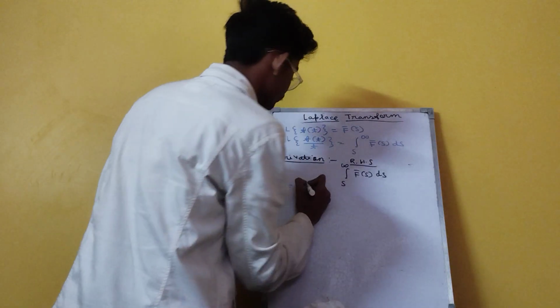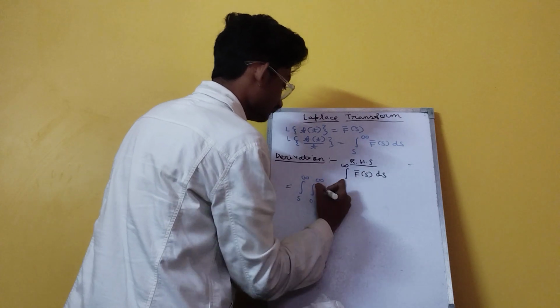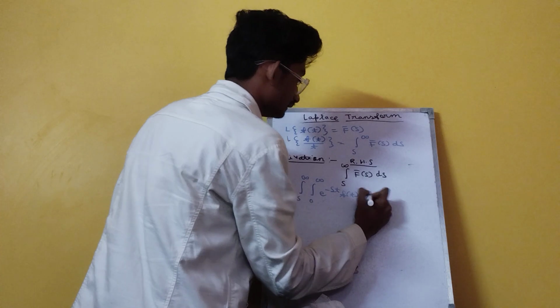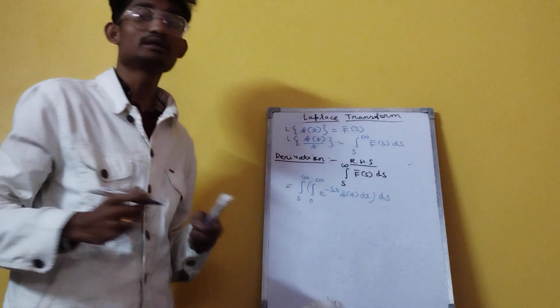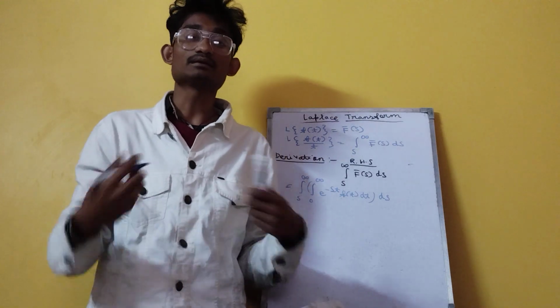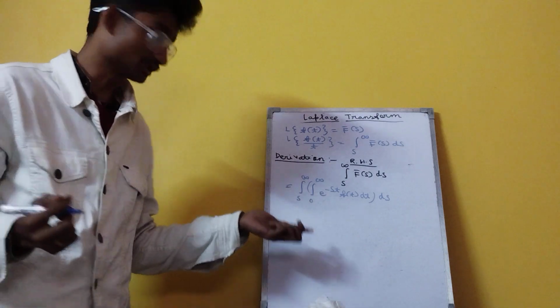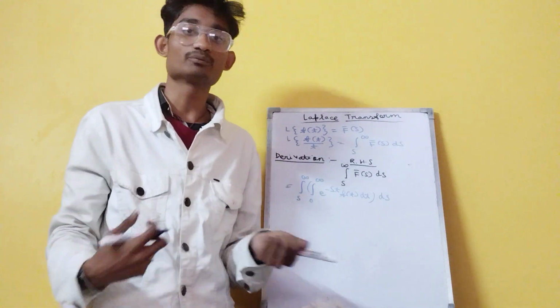So integral s to infinity, integral 0 to infinity e raised to power minus st f of t dt, which is f bar of s, and the whole thing is ds. So now it has been converted into a double integral. We have many applications of this type of multiple integration. If you don't know about it, then I will make a separate video on multiple integrals.